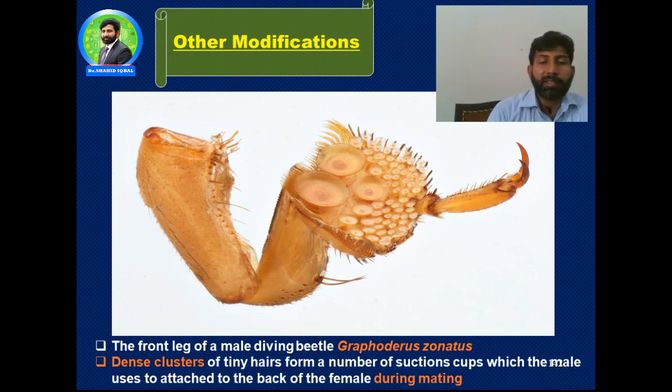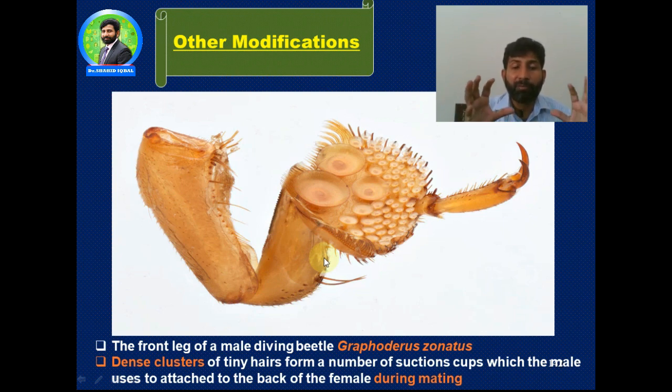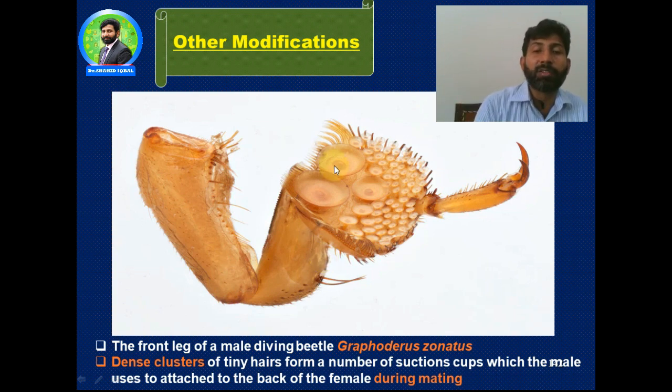Represented here is the structure of the front leg of the diving beetle, Graphoderus zonatus. Dense clusters of tiny hairs form a number of suction cups, which the male uses to attach to the back of the female during mating. This is a suction cup, which is formed from hairs. Many hairs, in a large number, combine to form a suction cup. These suction cups are used during the mating process to grip the female. The female cannot escape because of these suction cups. Looking here, there are so many suction cups represented. Here at the terminal part, there are claws.